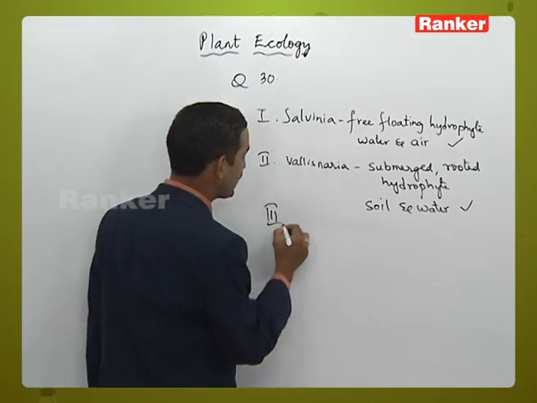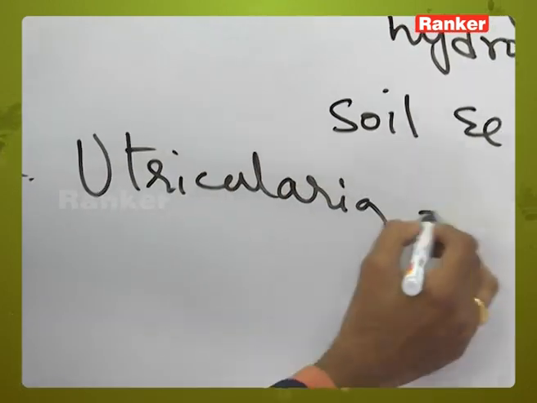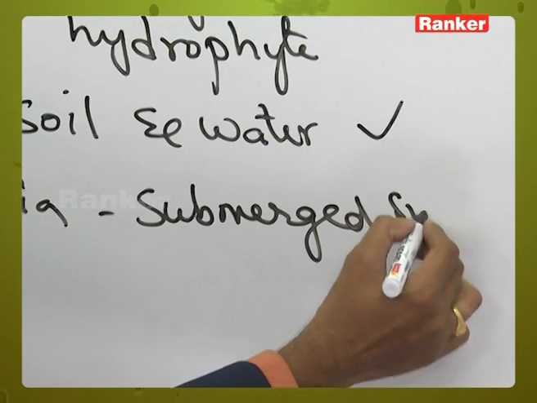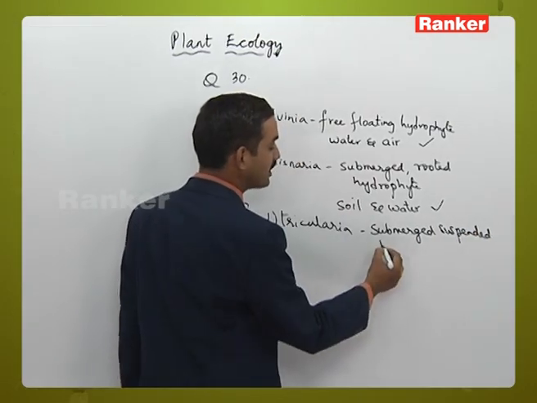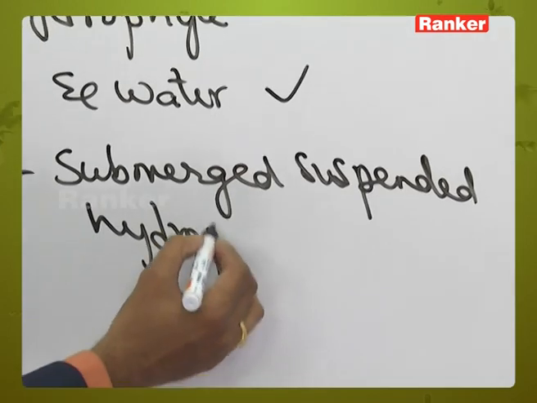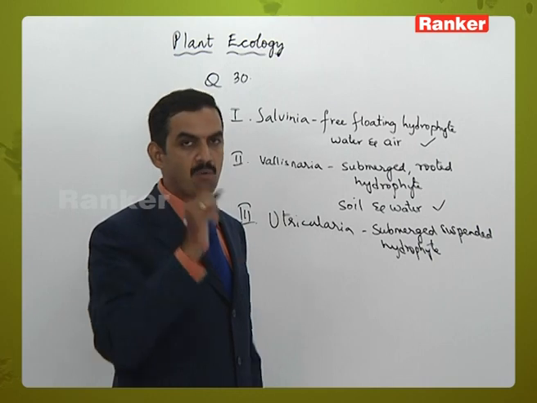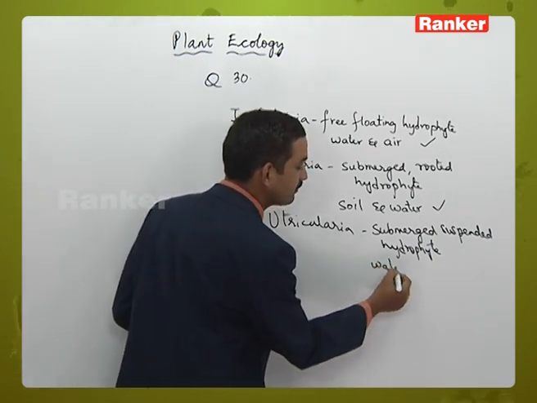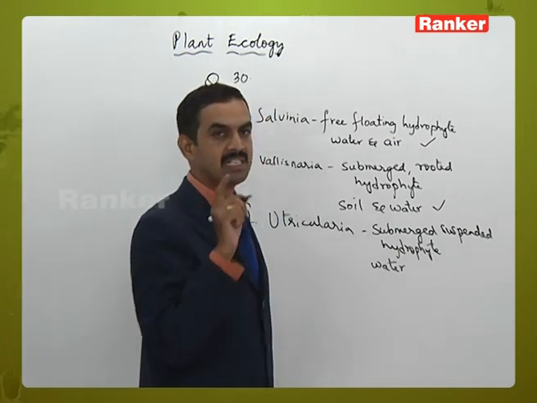Then the third one is Utricularia. Utricularia is a submerged suspended hydrophyte. That means this plant does not have a root system in the soil, and it does not come above the water either. So this is a plant having contact only with water, but in the option it is given as only with soil. That is incorrect.